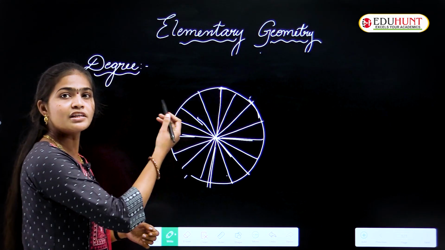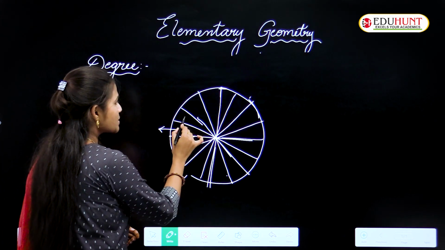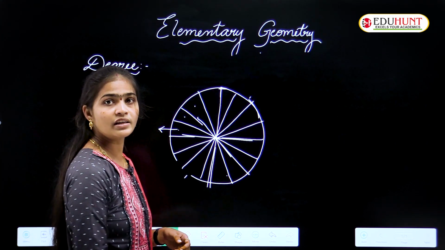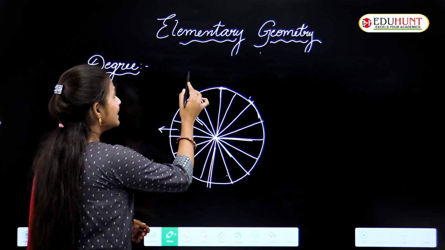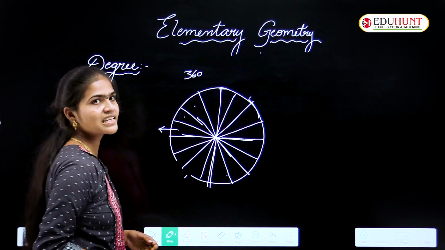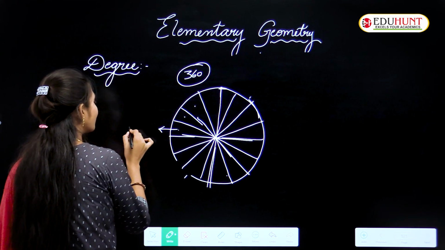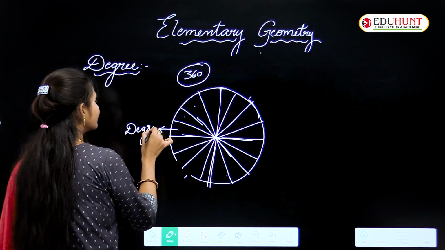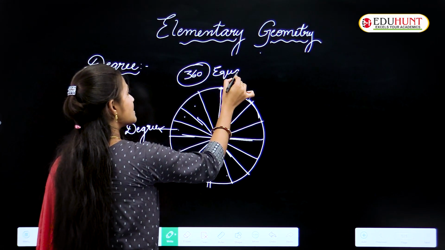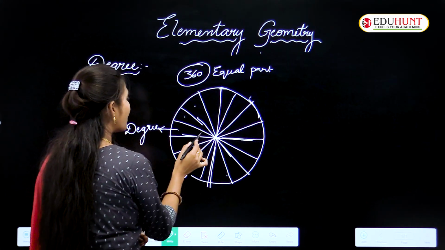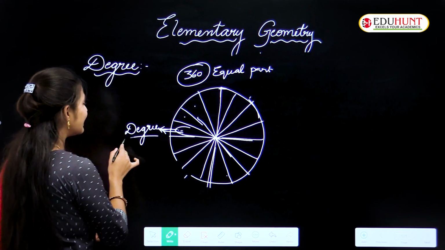Like this way we have so many parts, but each part is equal to the next part, this part is equal to the next part. So totally how many parts are there in the complete angle? Totally 360 equal parts are there. How many equal parts? 360 equal parts. Each equal part we call a degree. One complete angle is divided into 360 equal parts, and we call each equal part a degree.